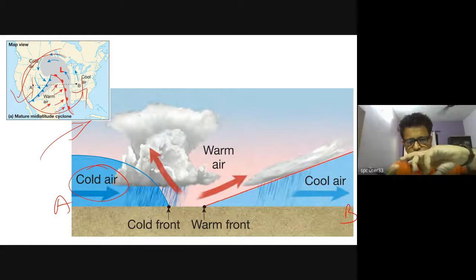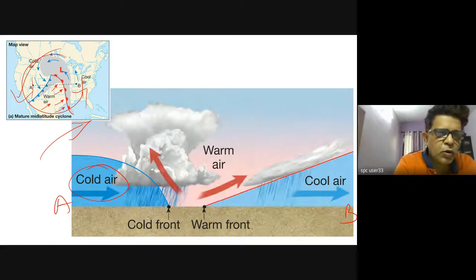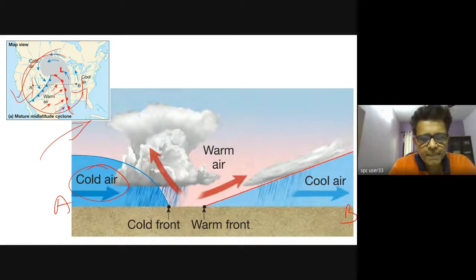When you squeeze it, remember we spoke about the Ekman spiral. You'll see that it's going to be a spiral sort of a thing. The colder winds are going to move faster, and as they move into the warmer winds, they will push the warmer wind.